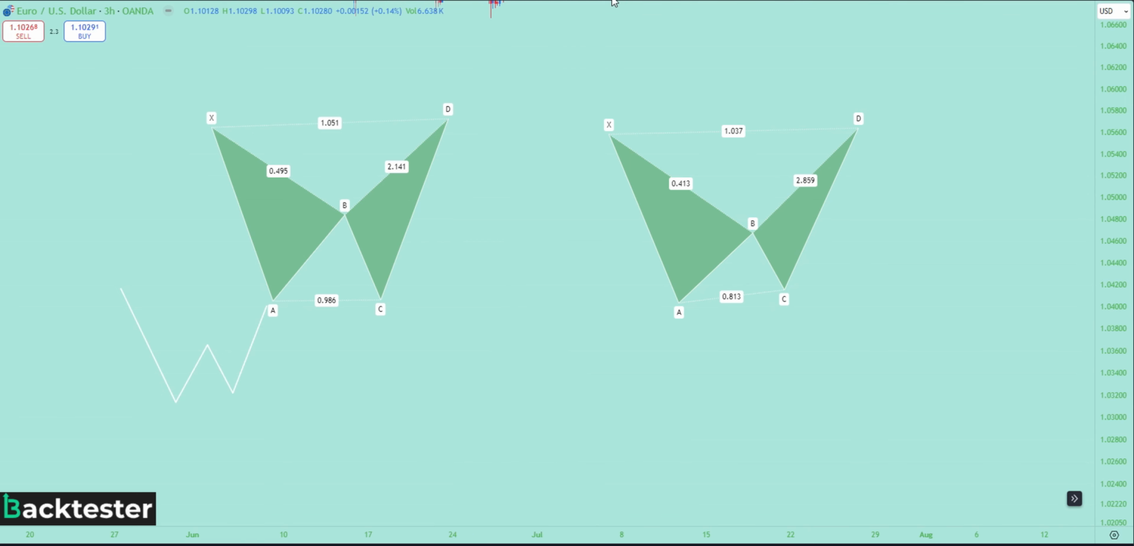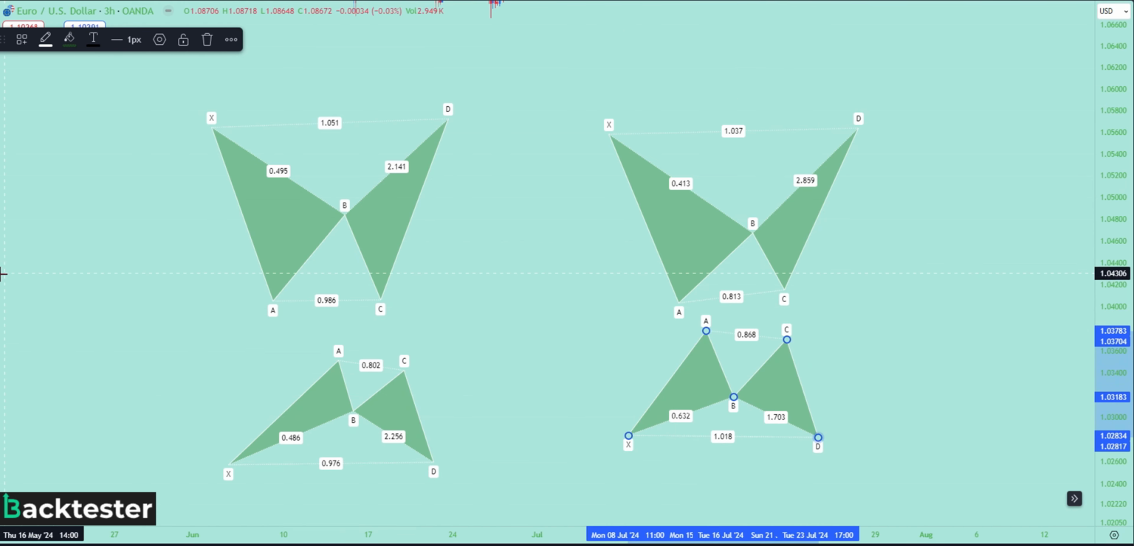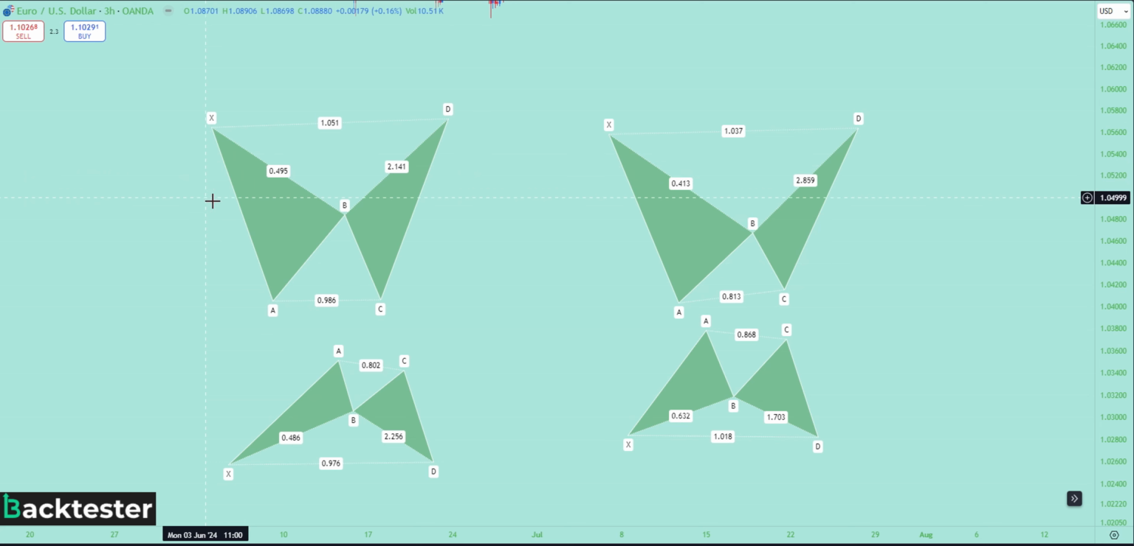Now every time that you have a W, we need to sell, and every time that we have an M pattern, we need to search for buying opportunities. So the pattern is formulated in a couple of price movements: X to A to B, B to C, and C to D. And when D is finished, we need to sell. The same thing with the M pattern: X to A to B, B to C, and C to D. And in this case, we need to search for buying opportunities. It all depends on where the D will stop.